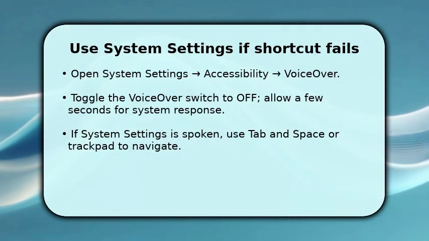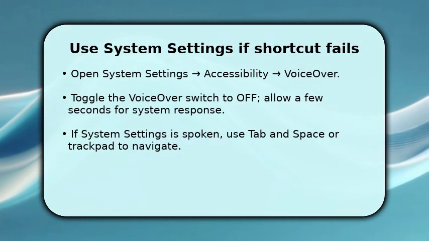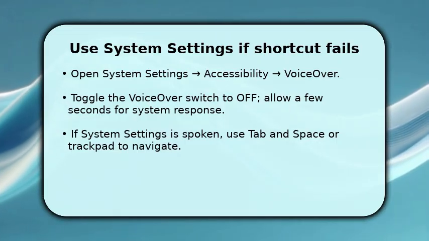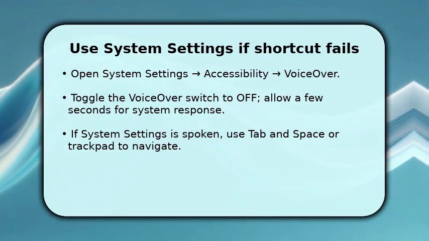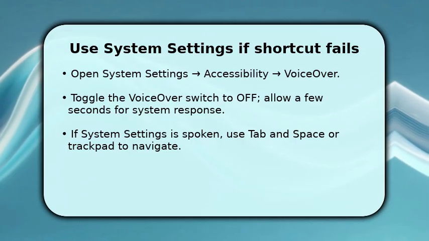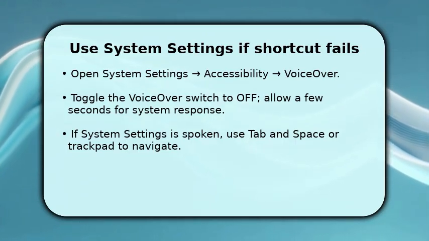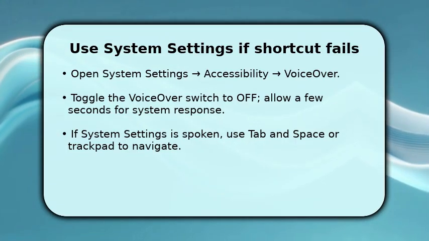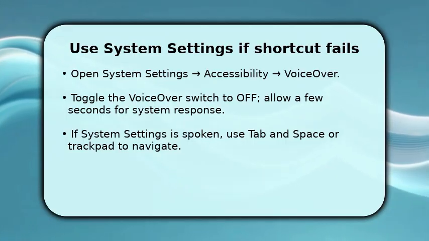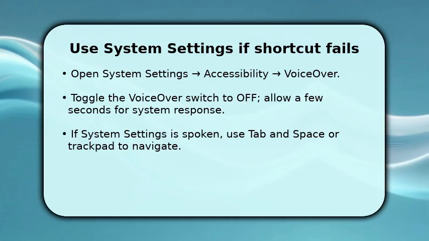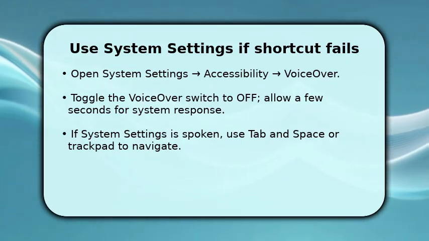If the keyboard toggle doesn't work, open System Settings and go to Accessibility, then VoiceOver. Click the VoiceOver pane and turn the switch to off. The system may speak as it changes state, so allow a few seconds for the service to stop. Make sure you're using an administrator account when changing accessibility services because some settings need confirmation.